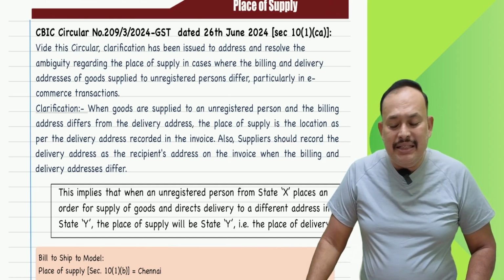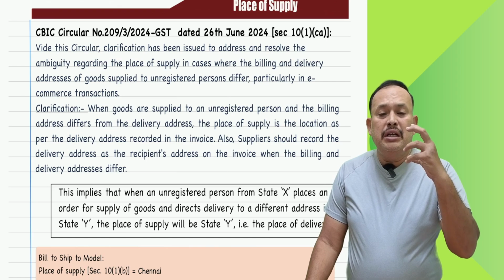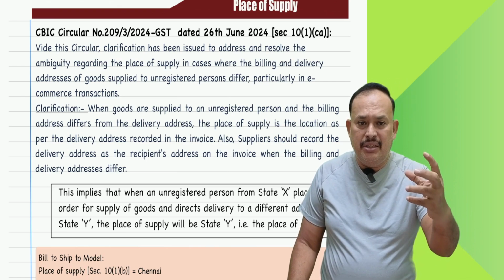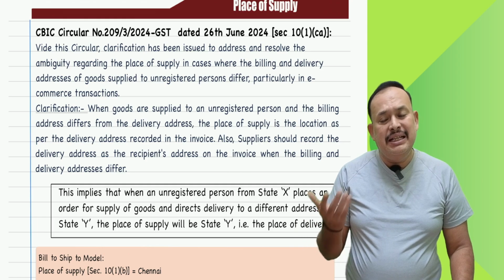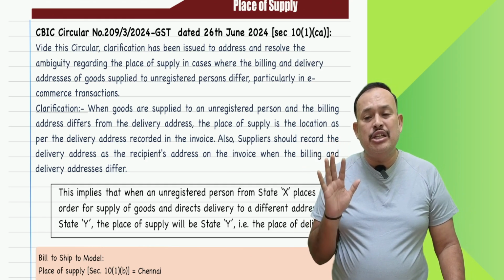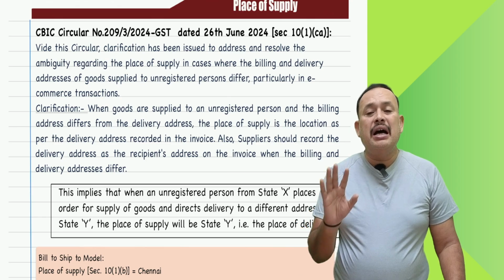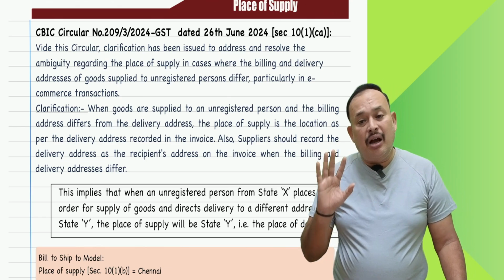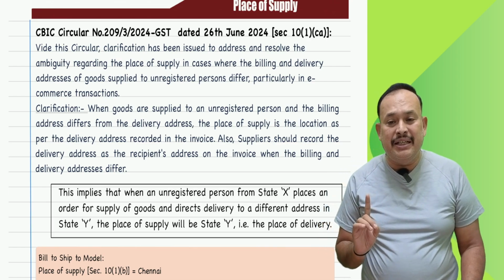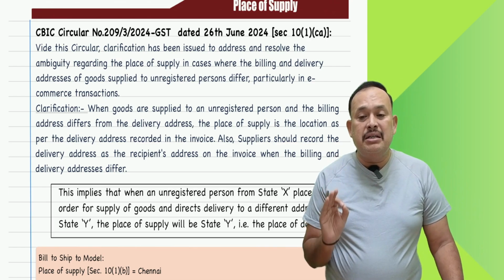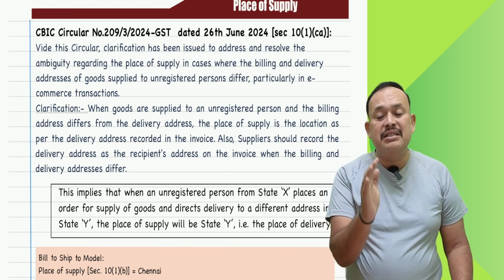So in the given case, section 10(1)(ca) talks about supply made to an unregistered person, whether the supply involves movement or does not involve movement, as the case may be. Place of supply is equal to the location of the recipient. If the recipient address is not available, then the state of the recipient is the place of supply. If that is also not available, the location of the supplier. If the supply of goods is made through an e-commerce operator to an unregistered person and the billing address is different from the delivery address, then the delivery address is the place of supply.